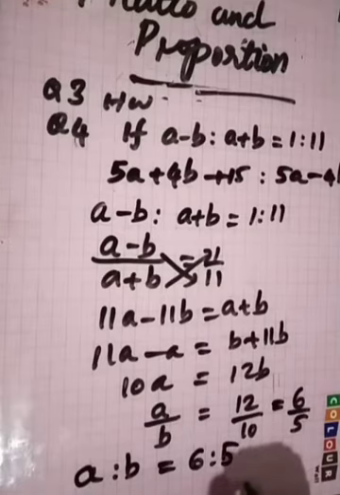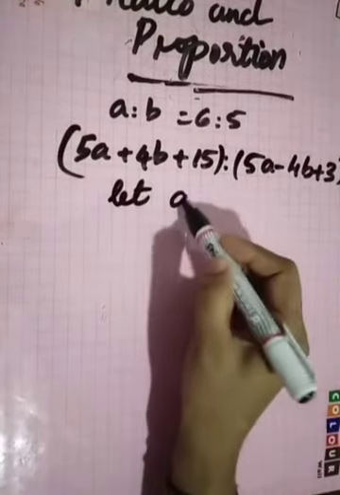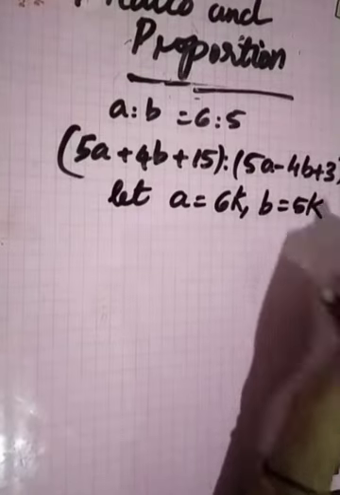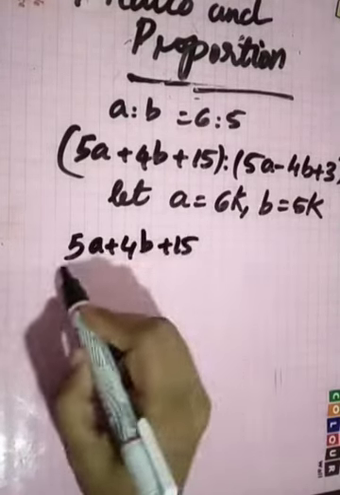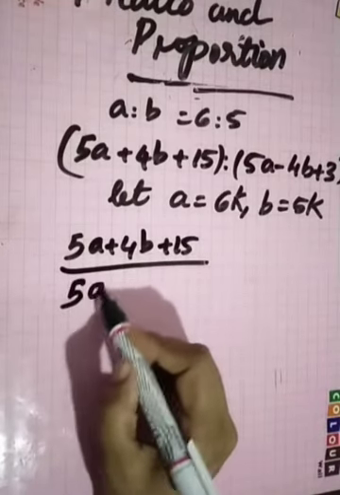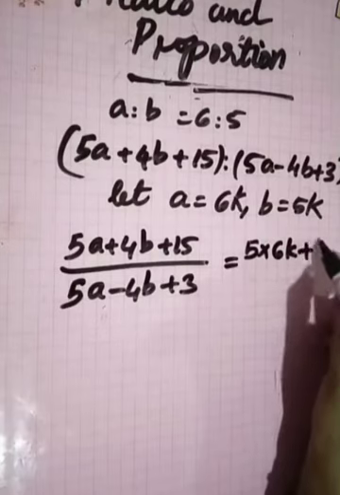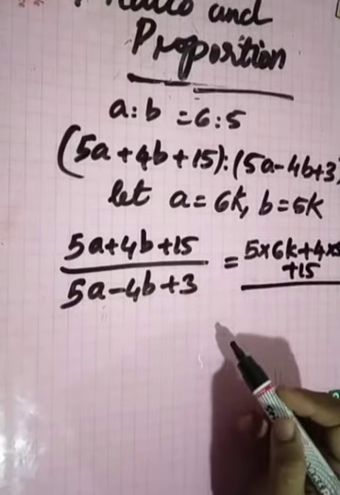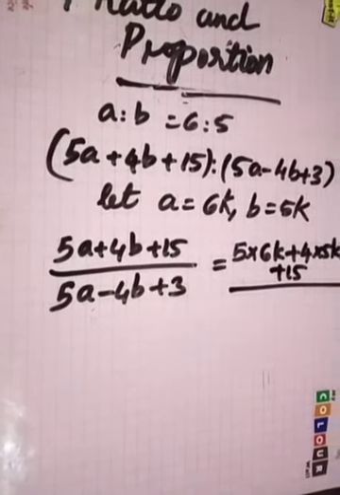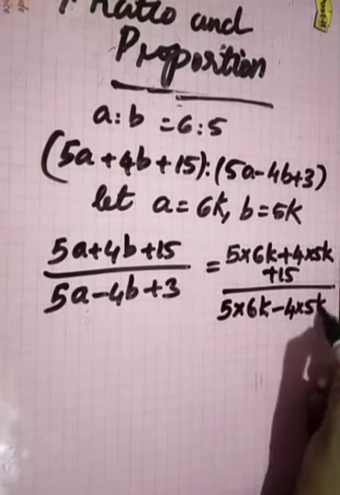Now we got that. In question number 2, we have done those steps before. So follow the same steps. Okay, let us solve this problem. Thus we obtained a is to b as 6 is to 5. So let a is equal to 6k and b is equal to 5k and substitute in the given question. So 5a plus 4b plus 15 is to 5a minus 4b plus 3, I would like to write in ratio fraction form. That is equal to 5 into a means 6k. Substitute that. 4b, 4 into 5k plus 15 whole divided by 5 into a, 6k, minus 4 into b, 5k, plus 3.